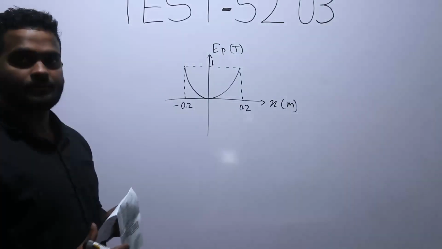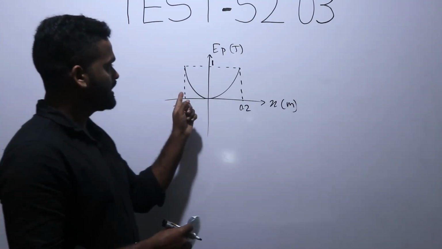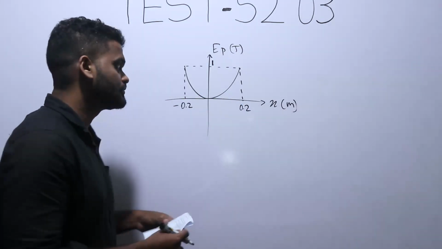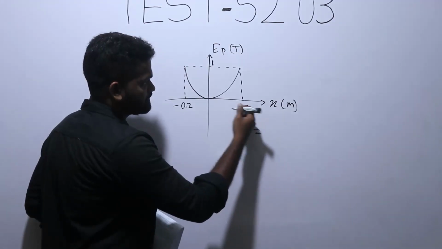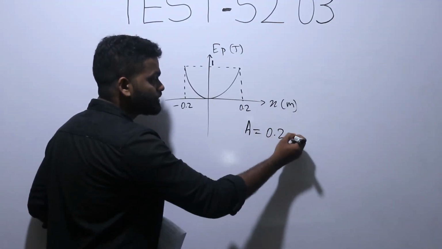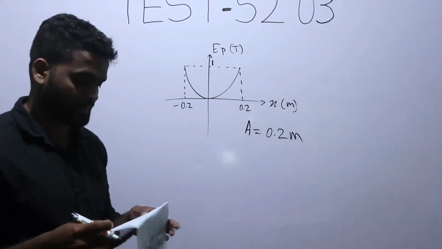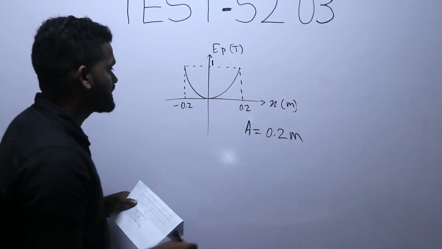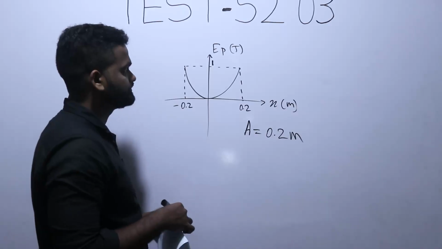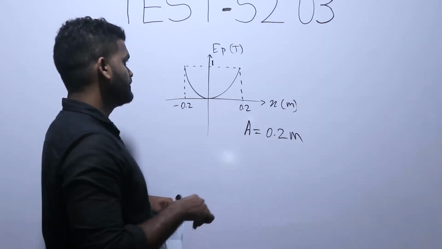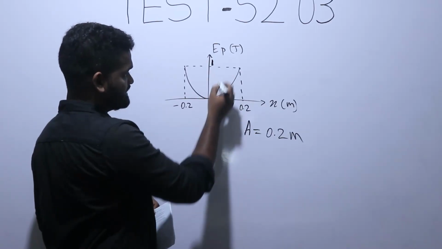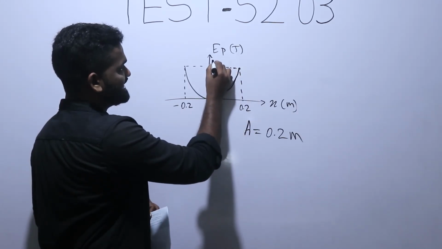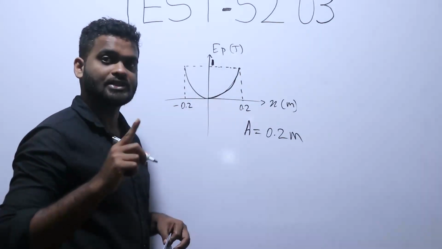From this graph, what we can grab is this maximum displacement, 0.2. That is the maximum displacement, because there is no other displacement after that. So 0.2 meters is the maximum displacement. So we found the amplitude. The other one you can find is the maximum value of the potential energy, which is just 1 joule.